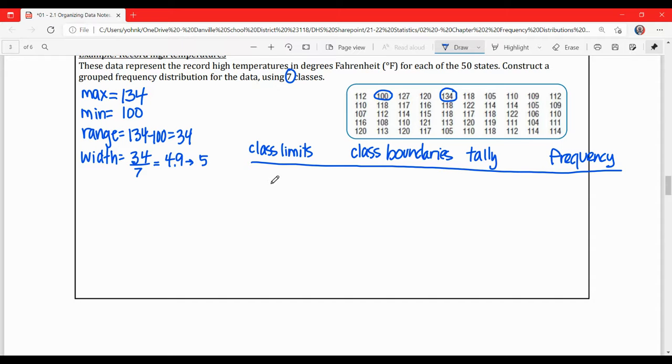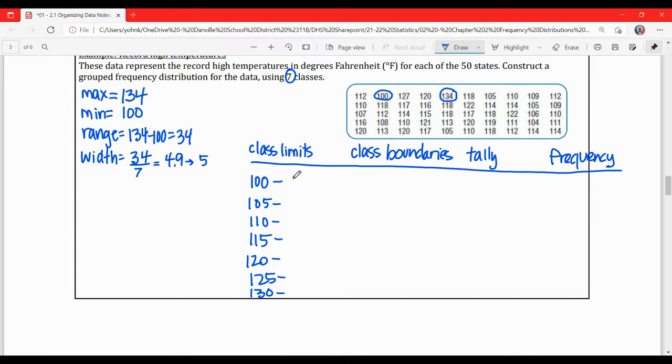The first thing we're going to do is write down your minimum value, and then put a dash. Then we take the class width, which is 5, and add 5 to it to get the next lower bound, 105. I've got 7 classes, so we're going to do this 5 more times. So 110, 115, 120, 125, and 130.